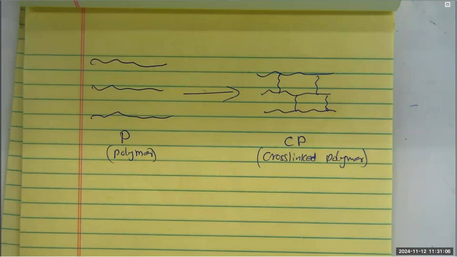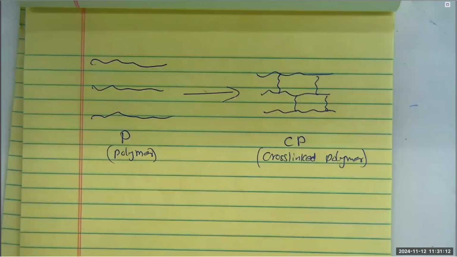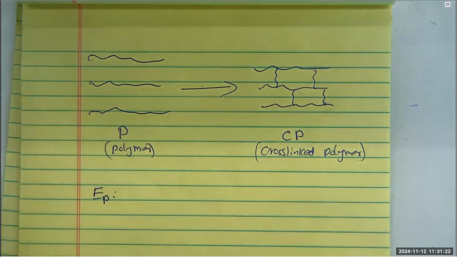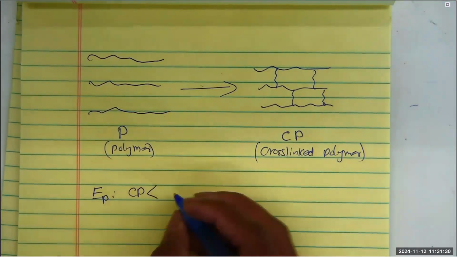All right. So cross-linked has stronger intermolecular forces. Why? Because of these constraints, they are forced to stick together. As a result, they are going to have stronger intermolecular forces. We know the stronger the intermolecular forces, the lower the potential energy. So potential energy wise, CP must have a lower potential energy than the polymer.